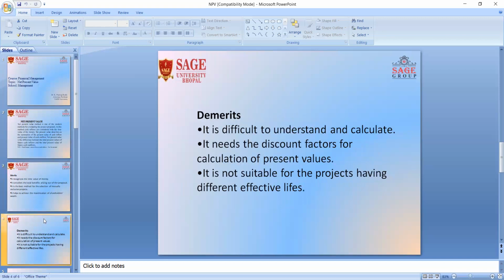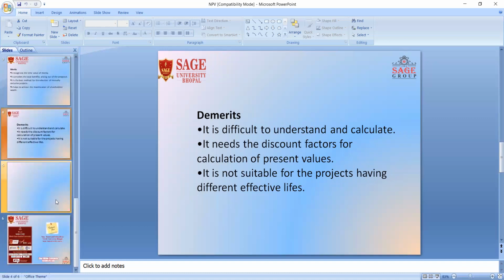When we look into the demerits of this method, it is difficult to understand and calculate. Why? Because it is not an easy method to know the time value of money. It needs discounting factors for calculation of present values. Usually we require these discounting factors, then only is it possible to calculate this method. And it is not suitable for projects having different effective lives, because if projects have different lives, it is not easy to understand and calculate the cash inflows generated from the project. That's why people have treated it as a demerit.